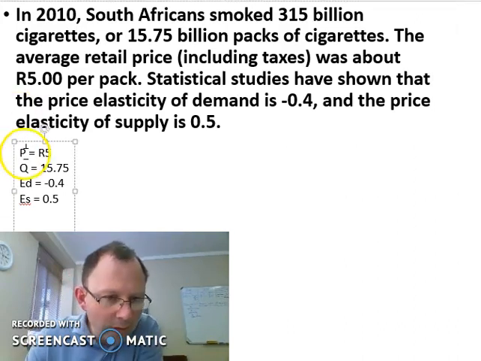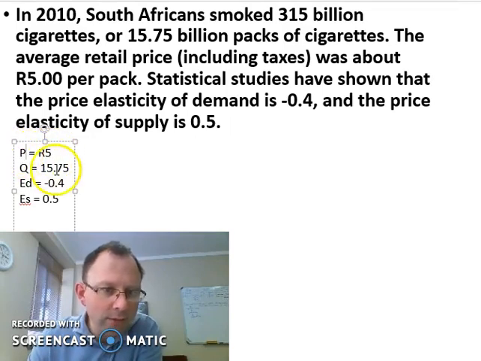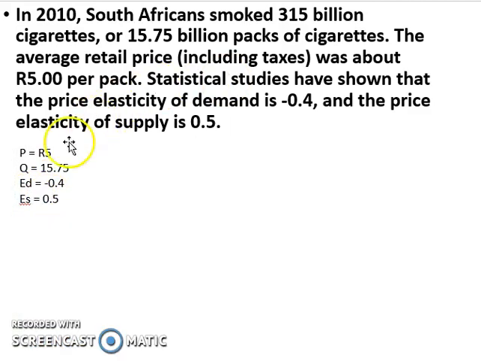So what I've done is I've just written down all the information. We have price, we have the quantity, we have elasticity of demand, we have elasticity of supply. Okay, so let's go and write down the demand equation. So the demand equation looks something like this. Okay, so quantity demanded equals A minus B price. Okay, so the values for A and B, we need to go and determine that.